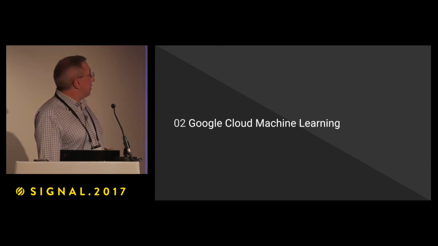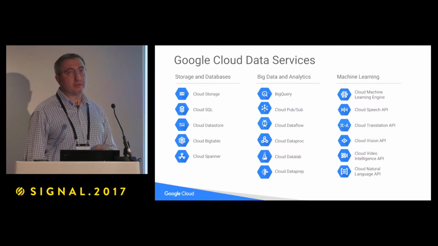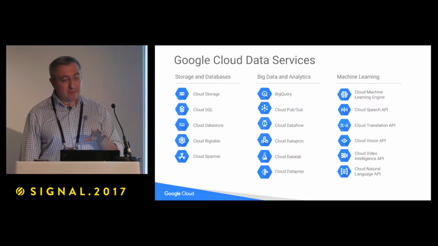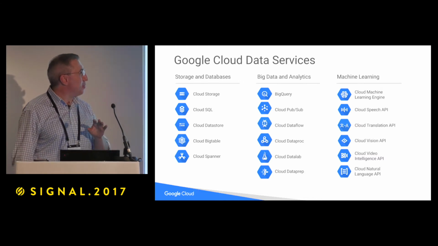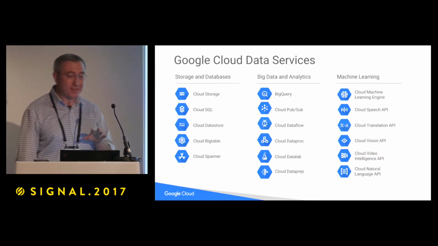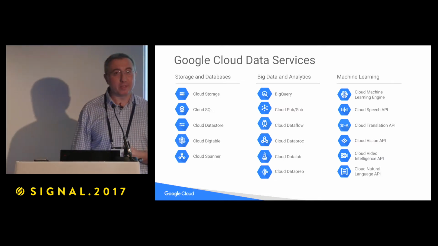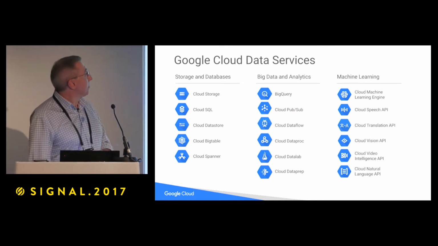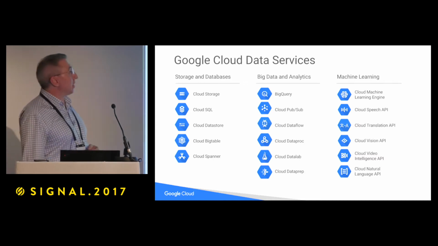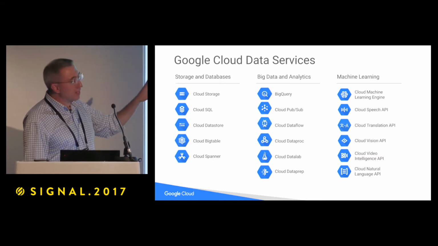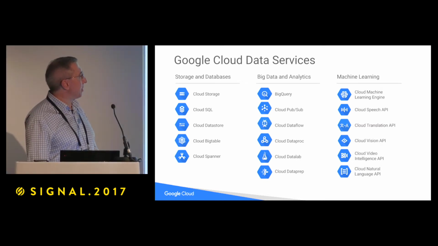Let's now have a quick look at Google Cloud machine learning. Google Cloud is huge. As of today, it's over 60 different products. Here we're just having a look at the data part. The data part is made of three subparts: the storage, the big data, and the machine learning. And in this session, we will have just a quick look at some of the machine learning parts.